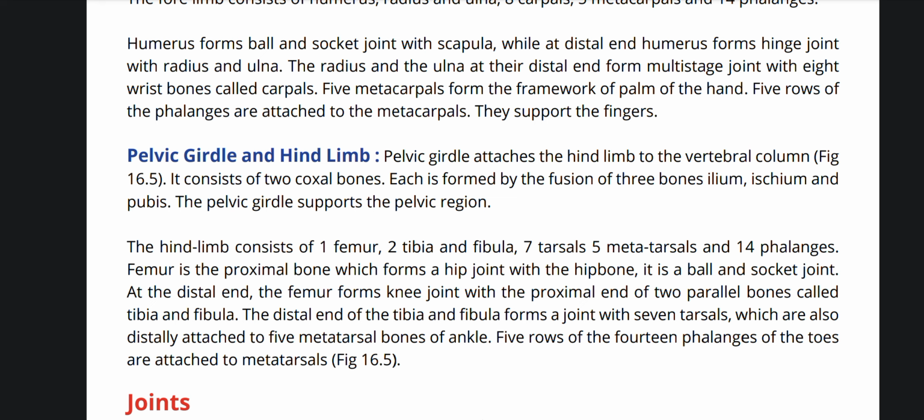5 metacarpals form the framework of the palm of the hand. 5 rows of phalanges are attached to the metacarpals and they support the fingers. Pelvic girdle and hind limb. The pelvic girdle attaches the hind limb to the vertebral column.